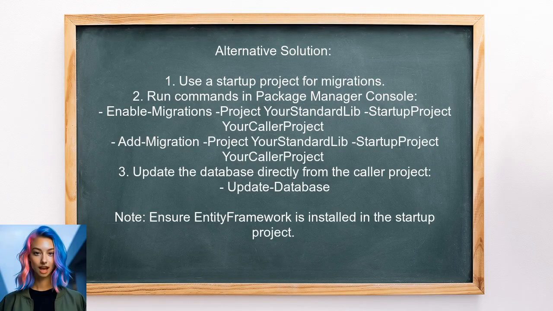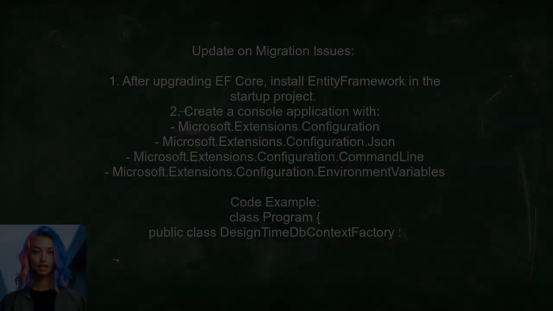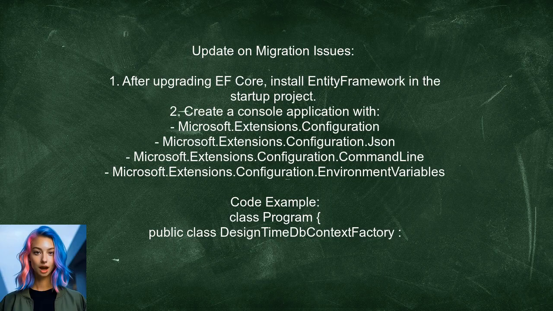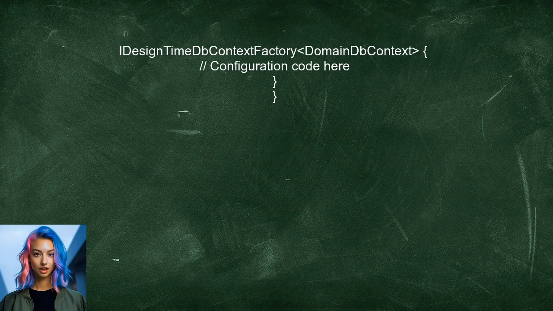One user explains that while EF Core migrations aren't directly supported in a .NET Standard library, you can work around this by using a startup project. They suggest creating migrations indirectly through a startup project that references your standard library. They also mention an issue encountered after upgrading to a newer version of EF Core, which required installing Entity Framework in the startup project. To resolve this, they created a new console application with necessary configuration packages, which successfully allowed the migrations to work.